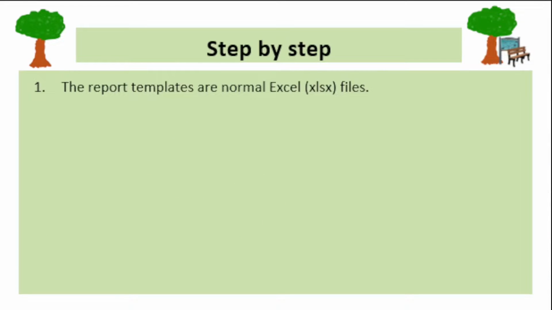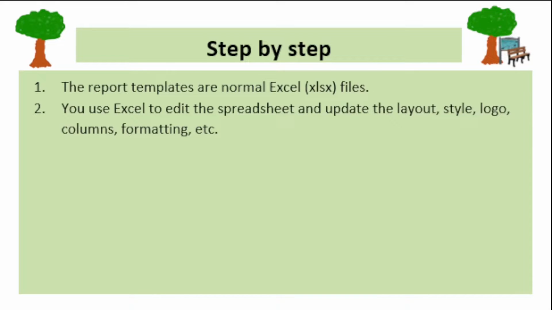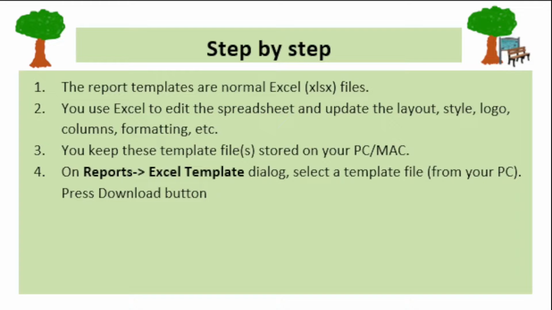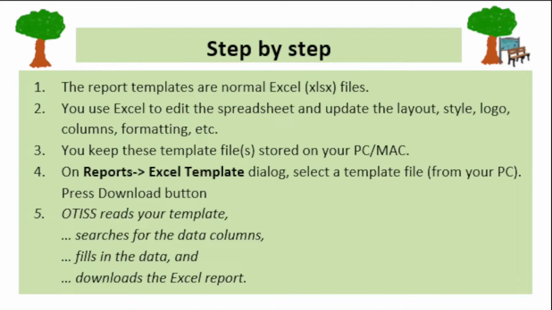The templates are normal Excel files. You use Excel to edit the spreadsheets and update the style and the layout and the formatting, etc. And then you keep these template files stored on your PC. On the website, use the Excel template dialog to select the template files from your PC and then press the download button. Otis will then read in the template, search for all the data columns, fill in the data, and download the finished report back to your PC.